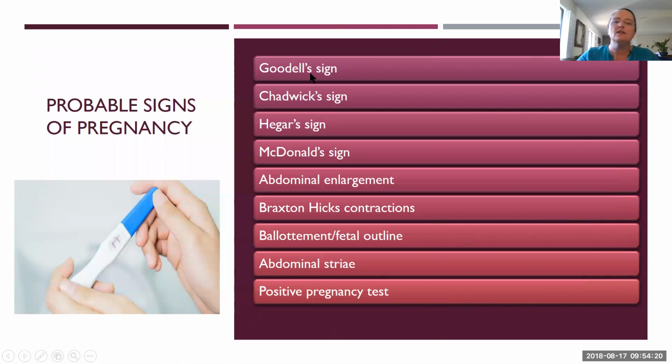And then Goodell sign, Chadwick sign, Hegar sign, McDonald sign, these are all in your book. And they really just go through some old ideas before we had ultrasound, before we had good blood tests, before we had good pregnancy tests. You can get an accurate pregnancy test at the dollar store nowadays. And remember, it's looking for HCG. That's the hormone it's looking for. But all of these are described in your book. And this is really NCLEX world where they want you to know this sort of thing.